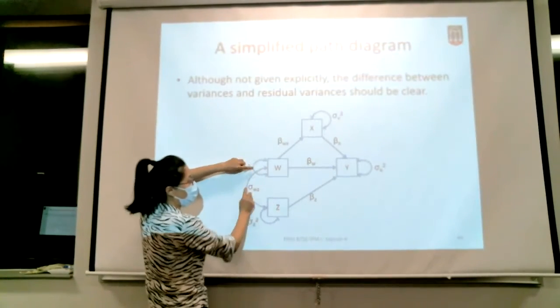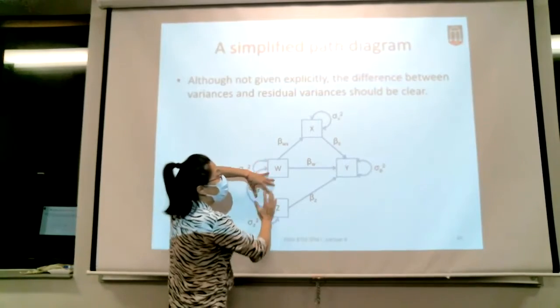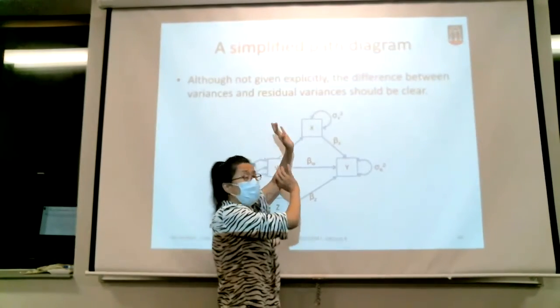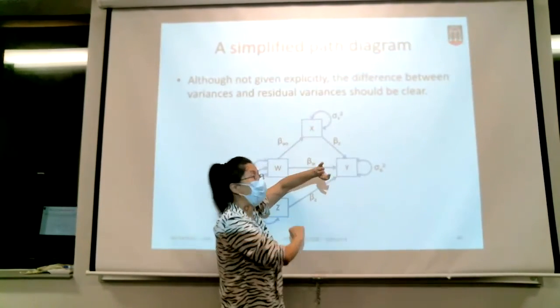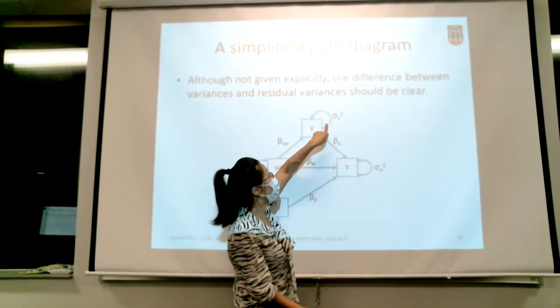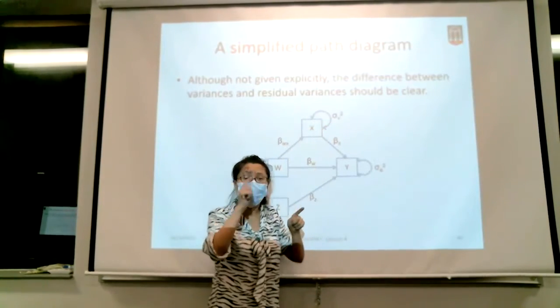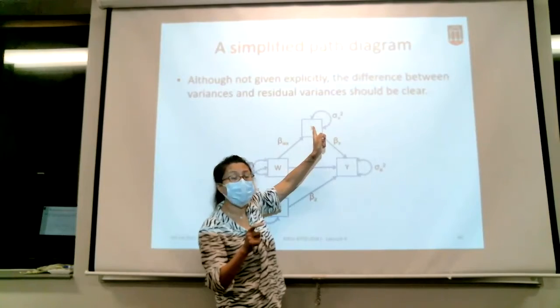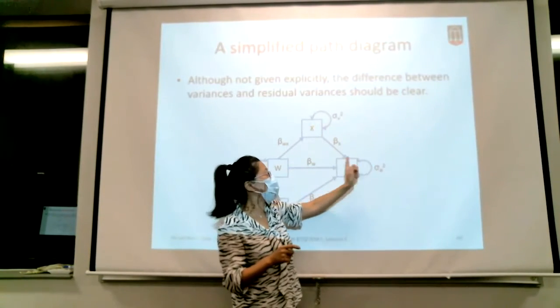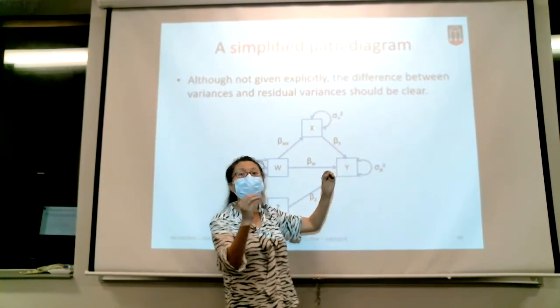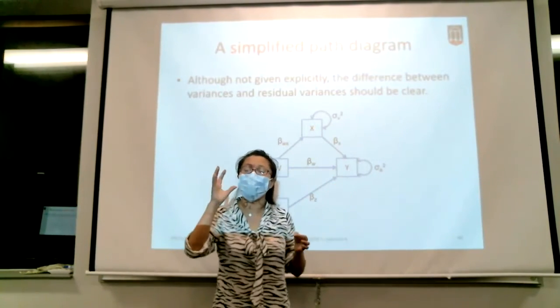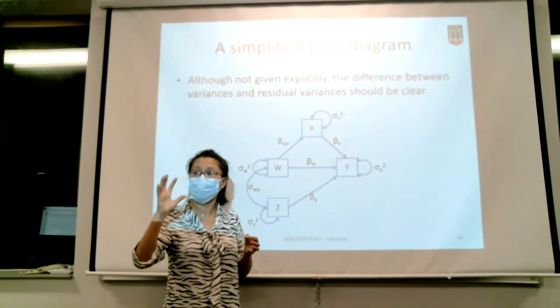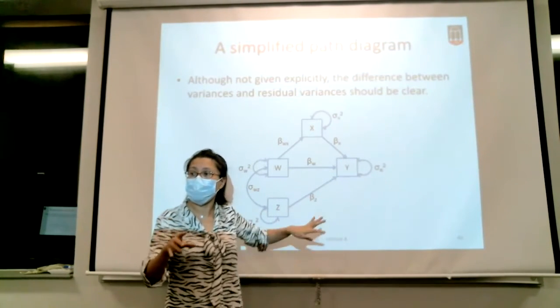This is a covariance between w and z. But for the dependent variable part, we use a double-headed arrow to show it is a variance of the residual of that variable. Same thing, this is a variance of the residual of y instead of the variance of y. So that's a kind of confusing part for simplified RAM notation.